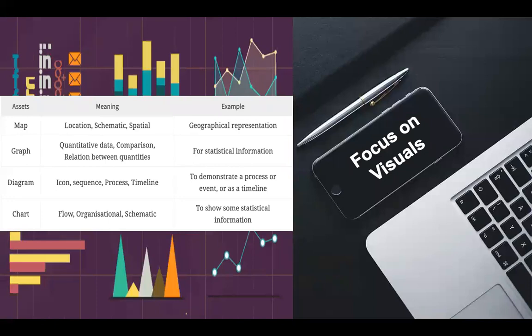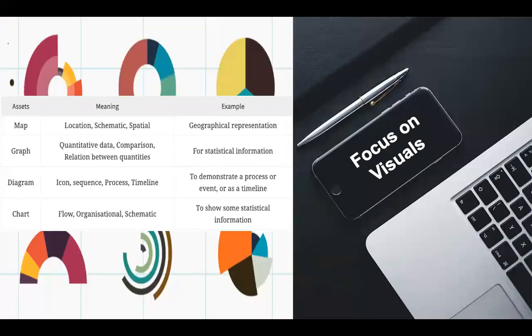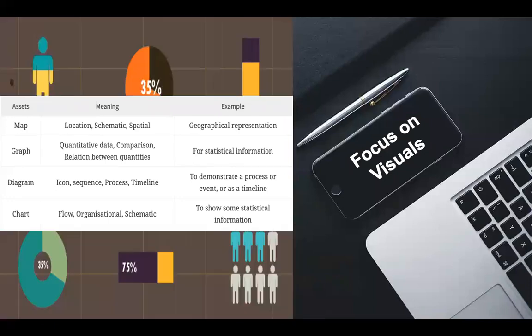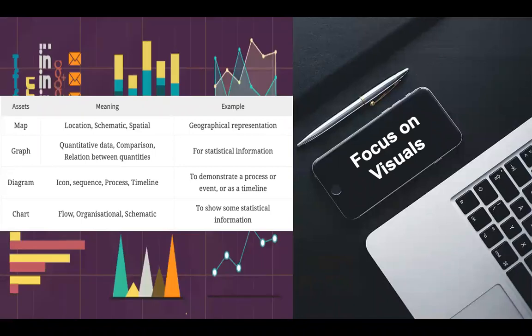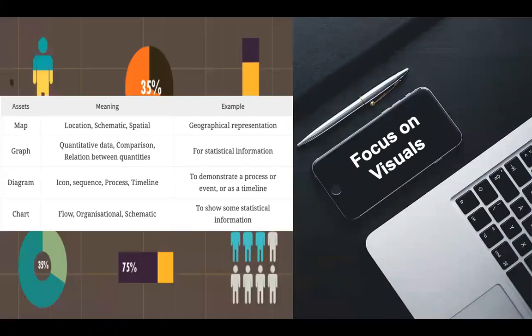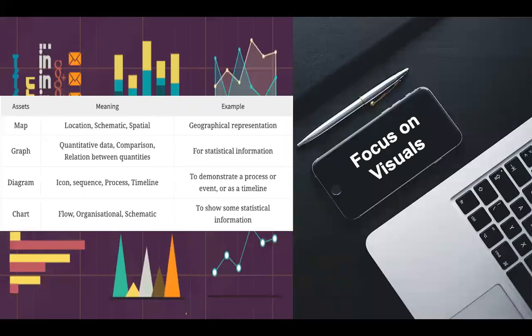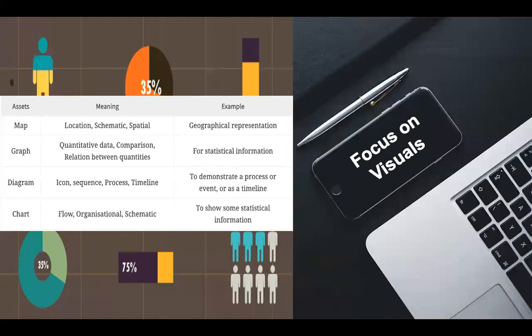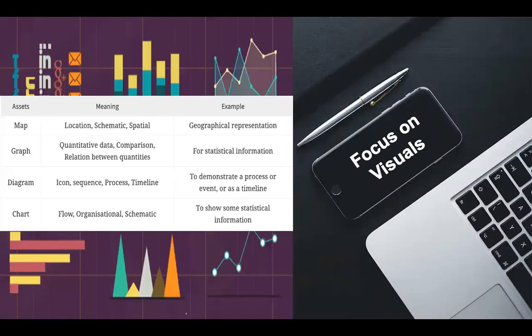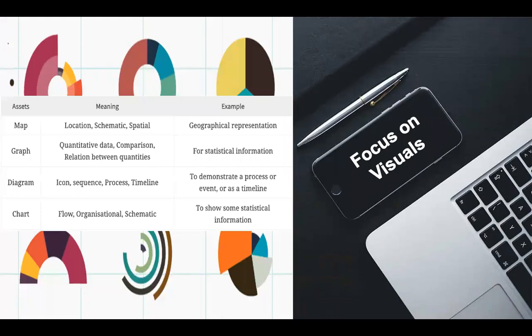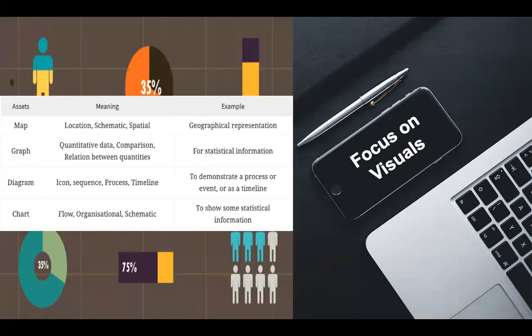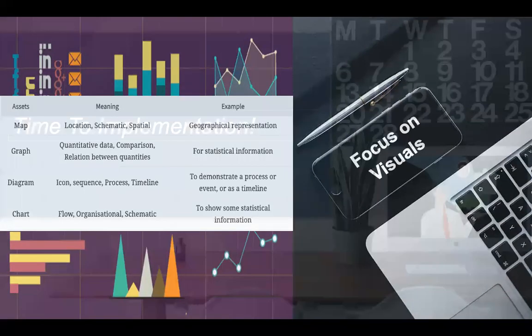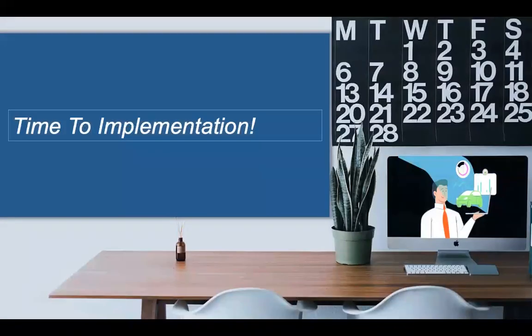The fourth one is the chart. That could be a flow chart or an organizational chart. If you want to make a flow chart for your course or something similar, you can use charts for this purpose. So these are the main assets, and this is what they mean and how we can use them. Now it's time for implementation. I mentioned some free websites which you can use very easily.